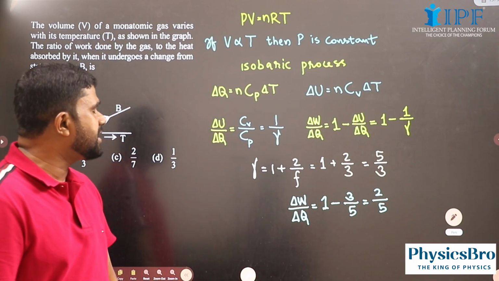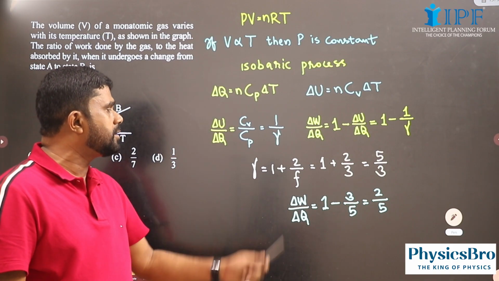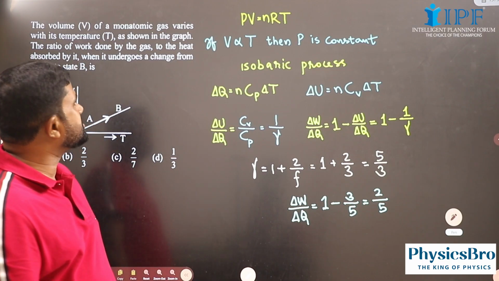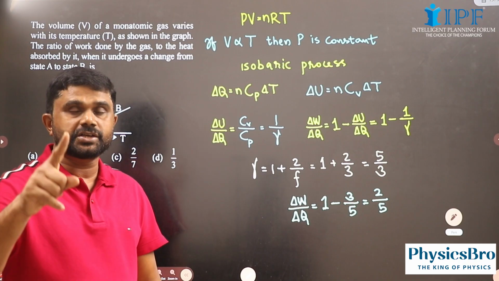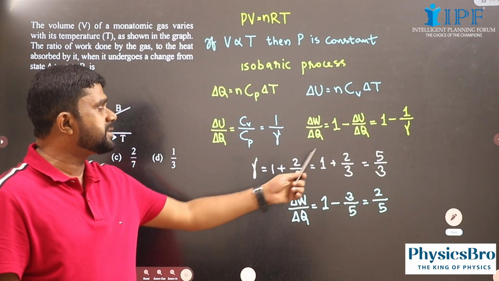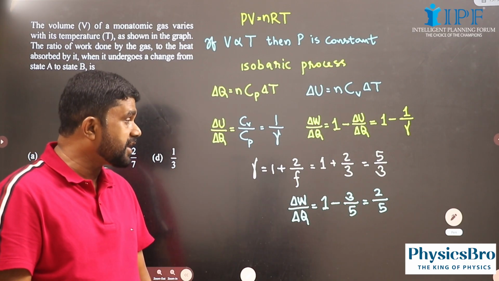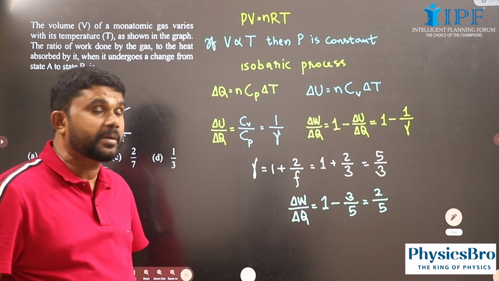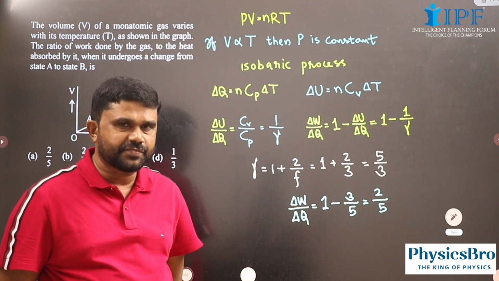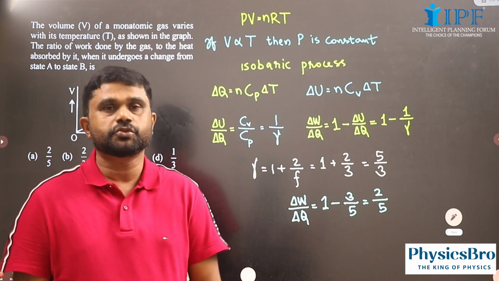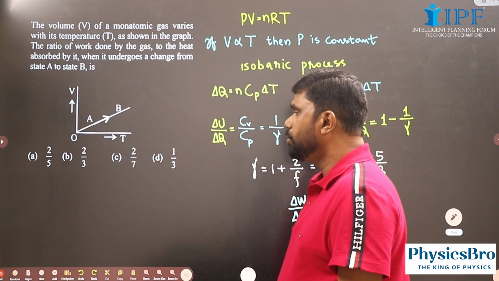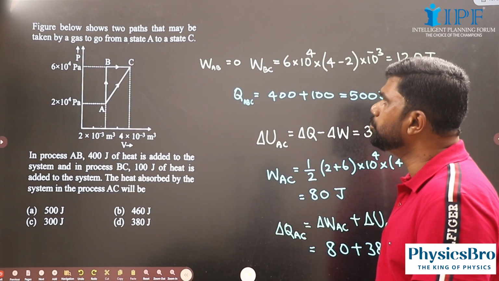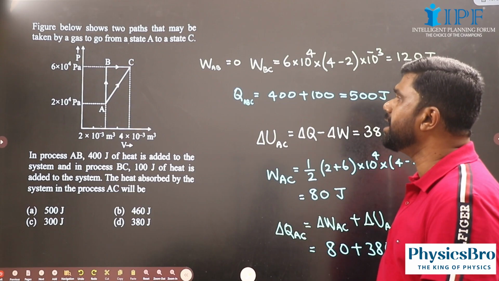So, children, we have gamma equal to 1 plus 2 by F, where F is the number of degrees of freedom. Here the gas is monoatomic, so the number of degrees of freedom is 3. So we will get 1 plus 2 by 3, or it is 5 by 3. Delta W by delta Q is 1 minus 1 by gamma. Gamma is 5 by 3, so 1 by gamma is 3 by 5. So we will get 1 minus 3 by 5, or 2 by 5. First option.